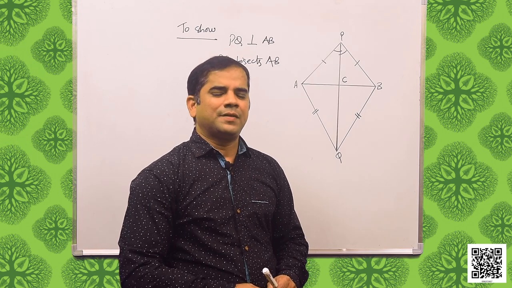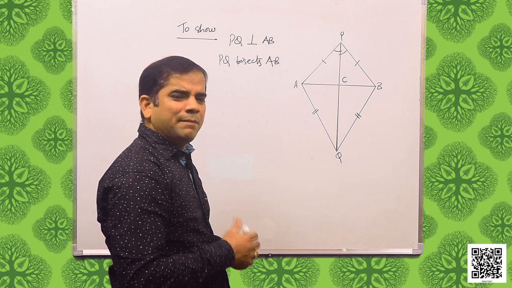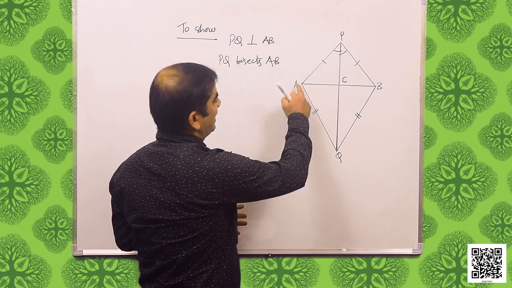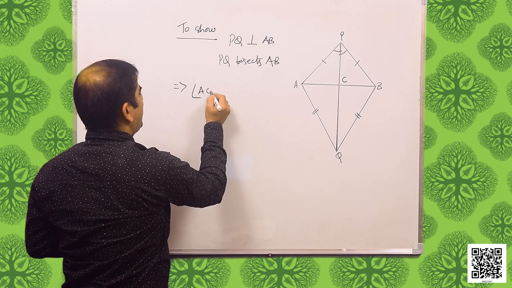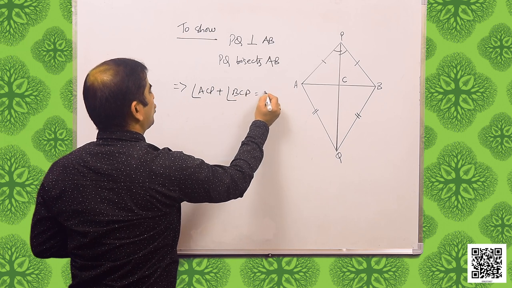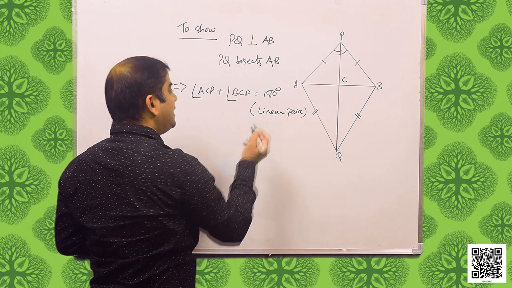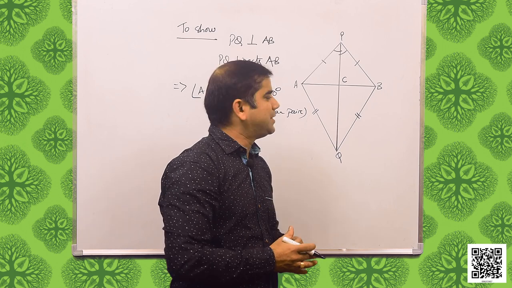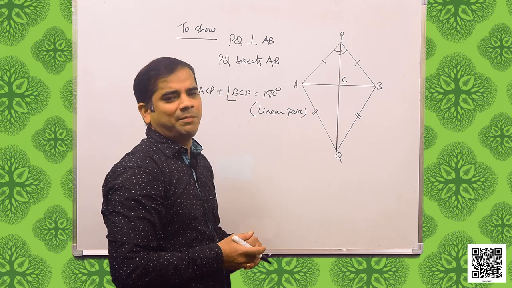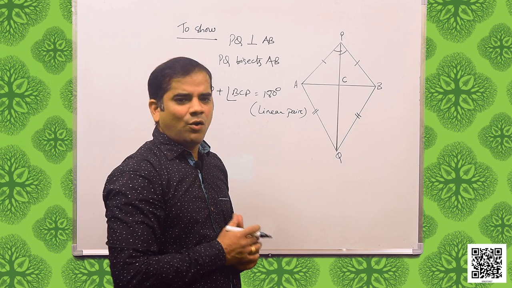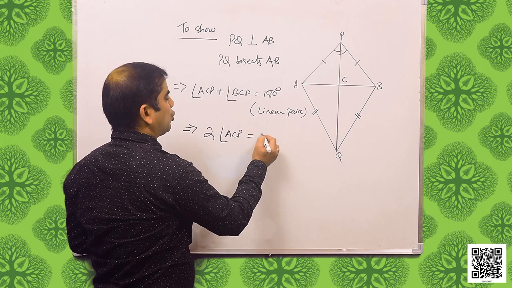So students, we can also see that angle ACP and angle BCP are a linear pair, isn't it? That implies angle ACP plus angle BCP is equal to 180 degrees. Why? Because they are a linear pair. We know that a linear pair is a pair of angles which lie on a straight line. That means their values sum up to 180 degrees. So that implies 2 angle ACP is equal to 180 degrees.